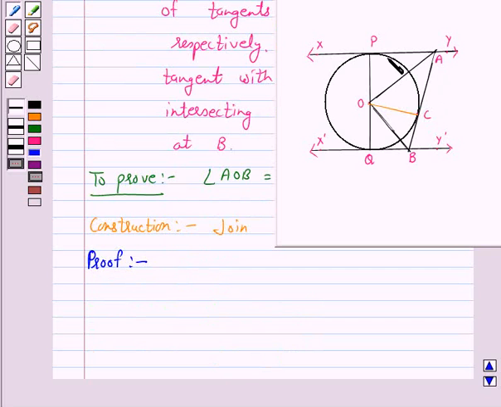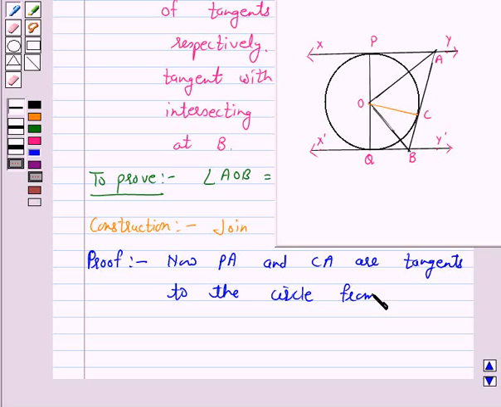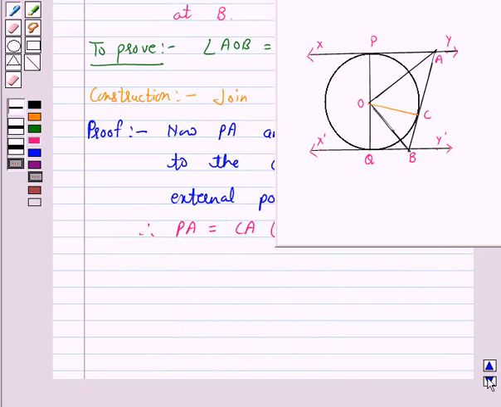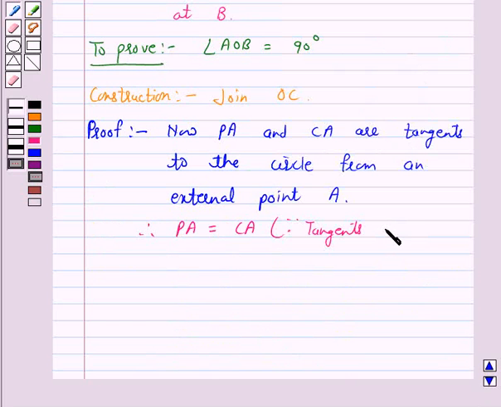Now PA and CA are tangents to the circle from an external point A. Therefore, PA is equal to CA because according to our key idea, lengths of tangents drawn from an external point to a circle are equal.